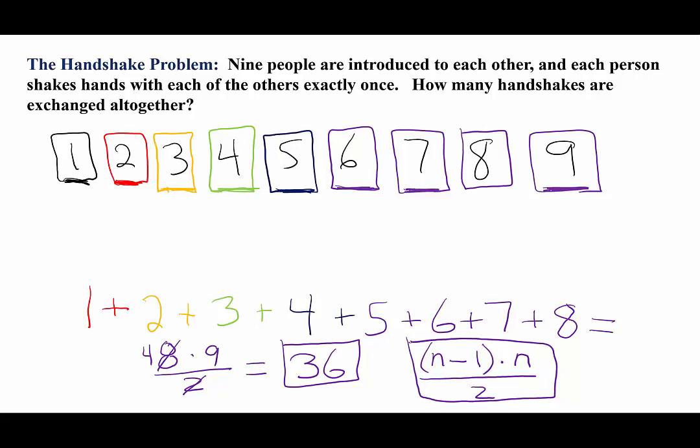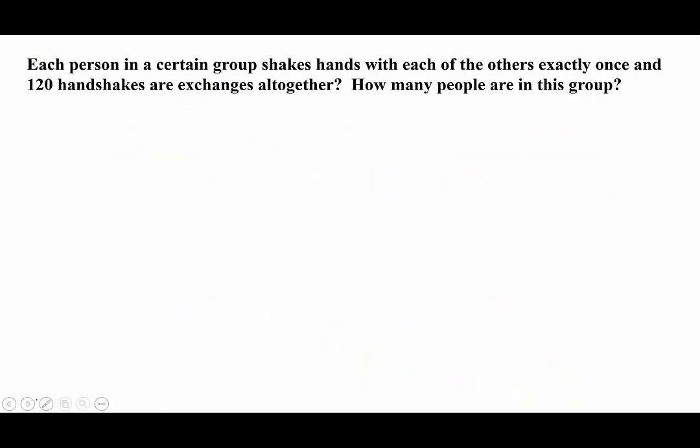Okay, so there's our first problem. Let's move on to our next problem. So for our next problem, go ahead and tell us about it, Kyle. Each person in a certain group shakes hands with each of the others exactly once, and 120 handshakes are exchanged altogether. How many people are in this group? Okay, so this is kind of like the reverse problem to the one that we just got done doing, right? It's handshakes, but this time they're giving us the total number of handshakes, and we have to figure out how many people are in the group.